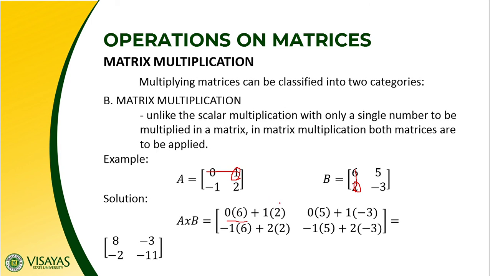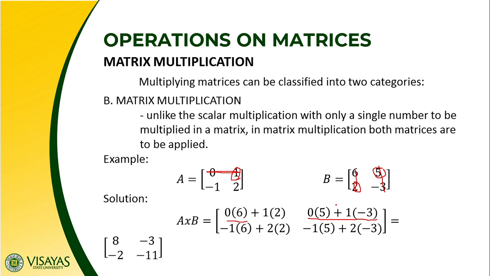Similarly to the others, for the element here on the first row, second column, since this is the first row of the first matrix, and this one is the second column of the second matrix, matrix B, we multiply 0 times 5.